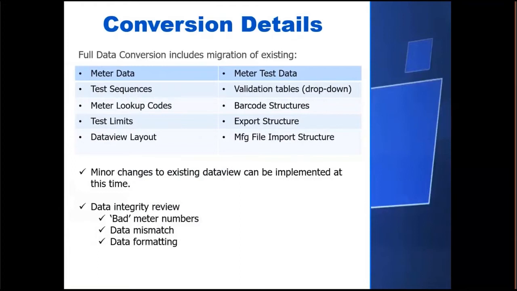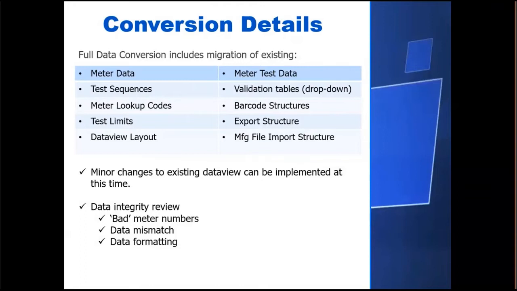Your meter lookup codes and barcode structures, if you have any of those defined for your meters in legacy, will come over as well. Your test limits, including your weighted average and balance settings. Your existing export structure, so if you have your test going to a flat file, that will be brought over. Your data view layout, which is your test screen, will be replicated, and we'll go into that a little bit further. And if you have any manufacturer file import structures defined, we will also migrate those.